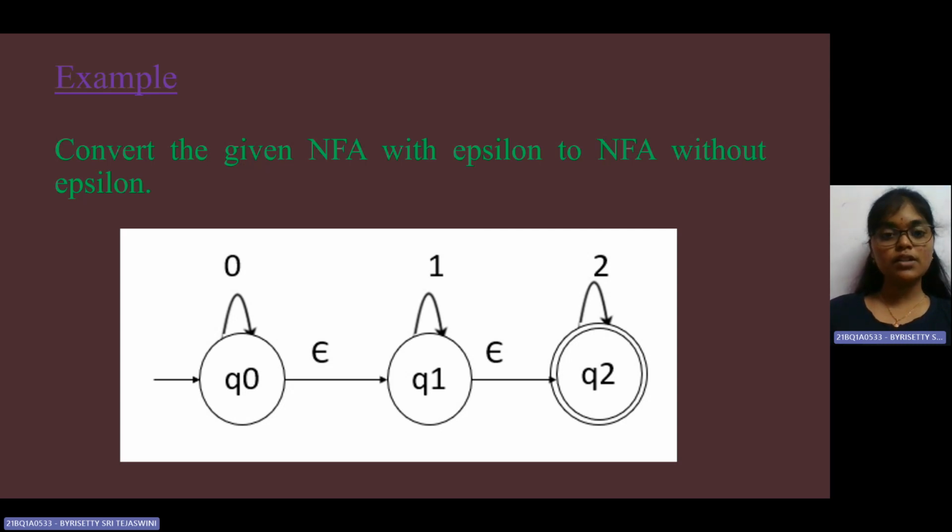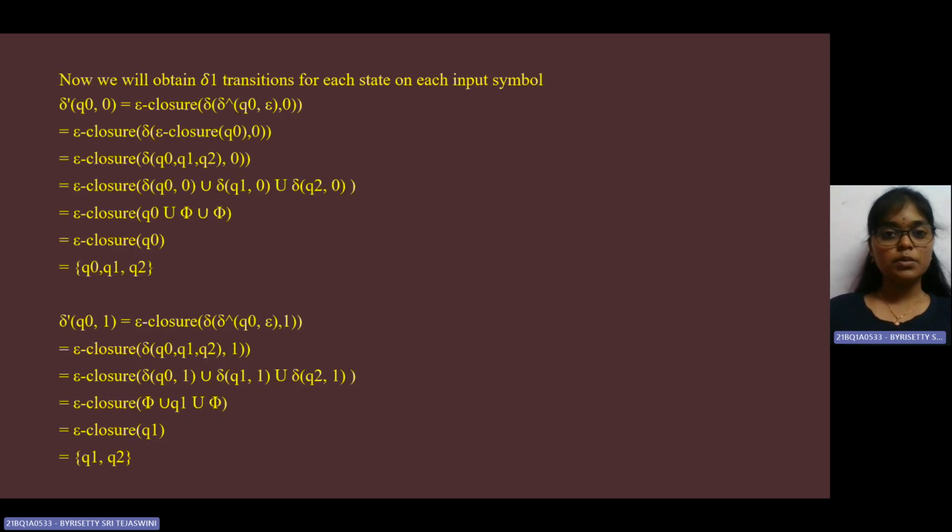Next for q2, input symbol 1 gives no output. So only q1 will be there. That means phi union q1 union phi. So by using the union operator we get only q1. So epsilon closure of q1 is q1, q2.